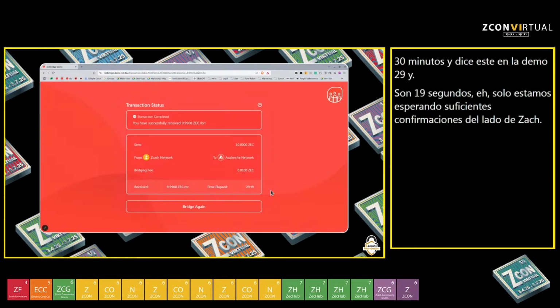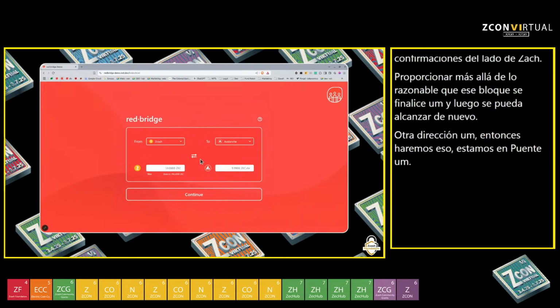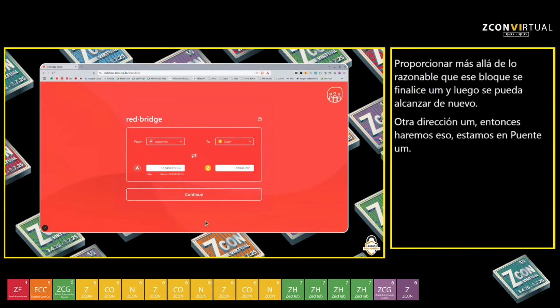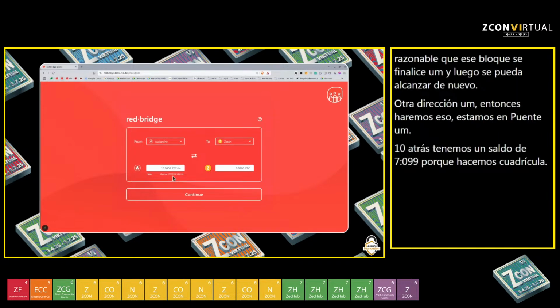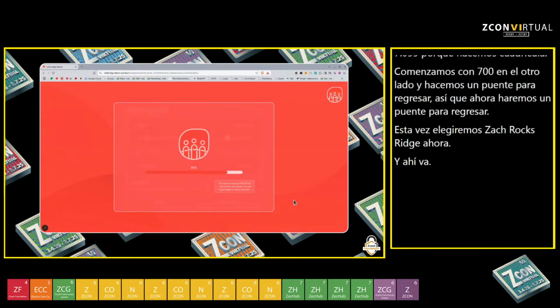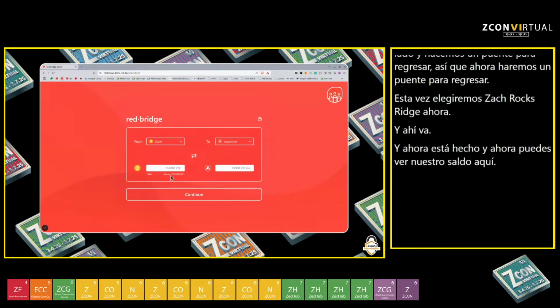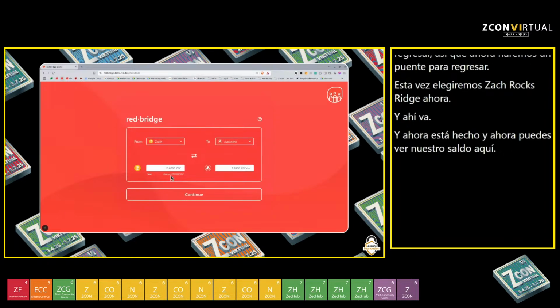So we'll do that. We'll bridge 10 back. We have a balance of 709.99 because we started out with 700 on the other side and we bridged some over. So now we'll bridge back this time. And now you can see our balance here is 999.99 ZEC. It's because there were some bridging fees. So that's our quick demo.